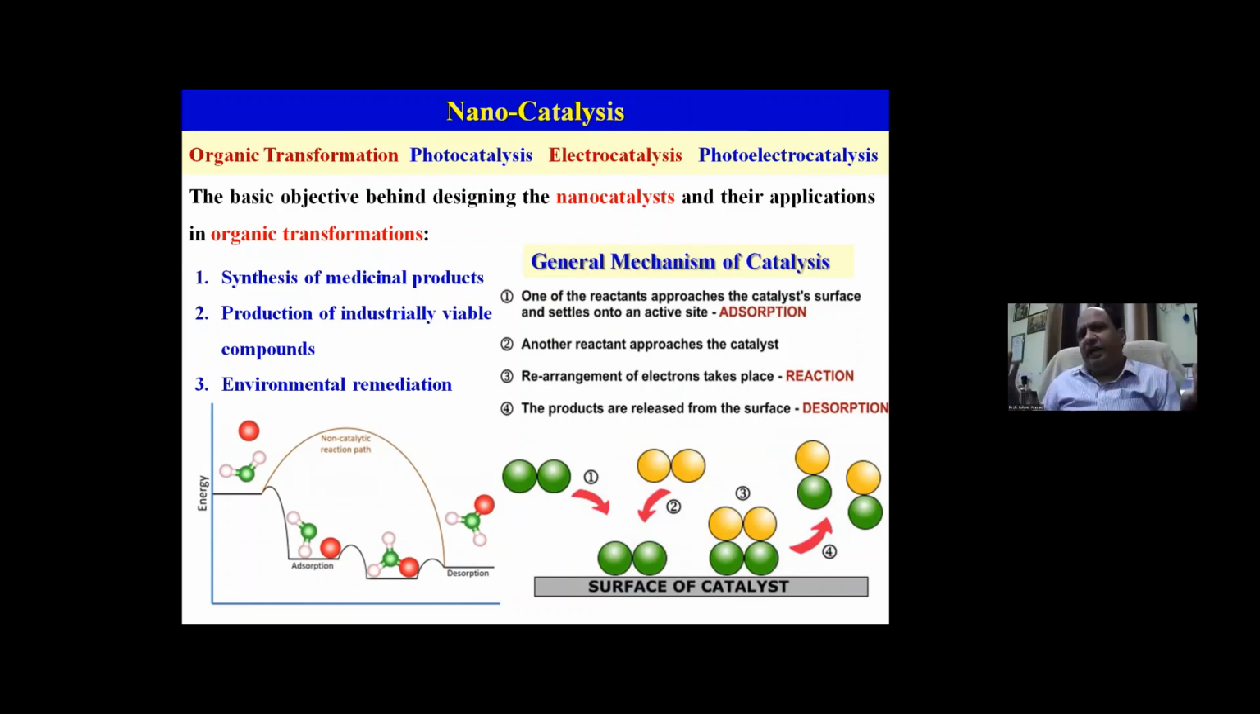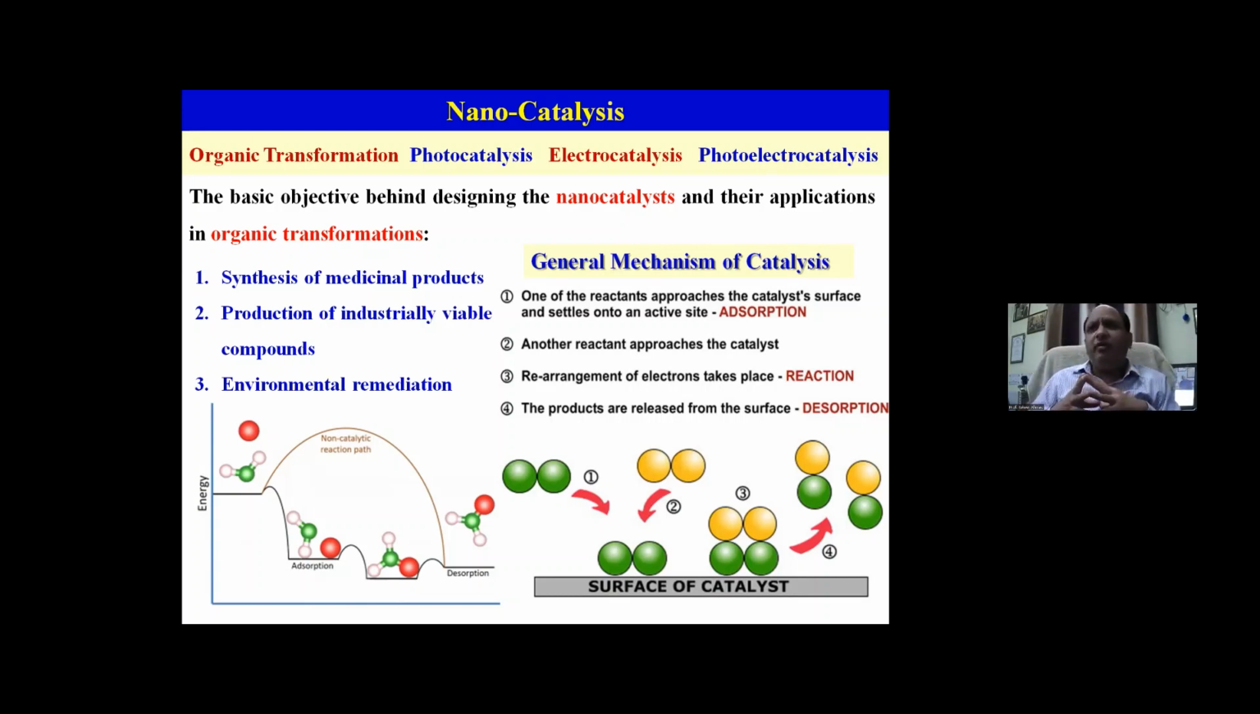Now coming to the core theme of my presentation, which is nanocatalysis. We generally do nanocatalysis either in the form of photocatalysis, electrocatalysis, photoelectrocatalysis, or organic transformation. Why are we interested in these kinds of nanocatalysis? Because sometimes we are interested in the fabrication of medicinal compounds, or sometimes we are focused on industrially viable compounds, which are very costly, and sometimes environmental remediation, renewable energy or water treatment. So we have different kinds of organic transformations and different kinds of nanocatalysis.